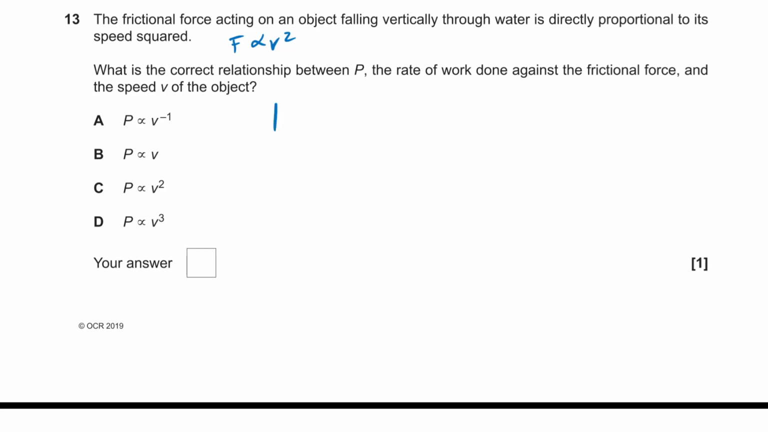Okay, so let's write down our equation for power developed. P is equal to FV, force times velocity, force times speed. Pop in our new equation from above into there. We find that P is proportional to V squared times V, so in other words, proportional to V cubed. So the answer is D.